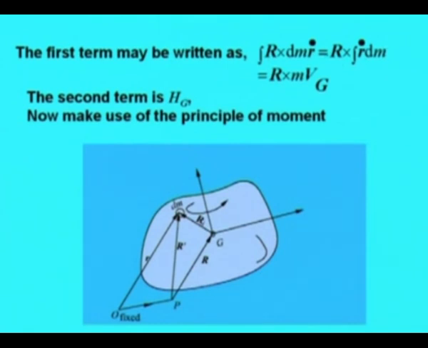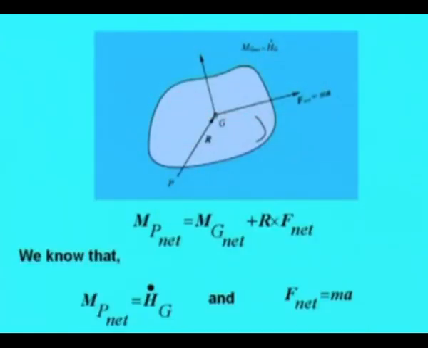The first term may be written as r cross dm times r dot, which is equal to r cross r dot dm, or r cross m vg, where vg is the velocity of the mass center. The second term is Hg. Now make use of the principle of moment. We can also write Mp net is equal to Mg net plus r cross F net, and we know in this case Mp net will be H dot p and F net will be equal to mass times acceleration.